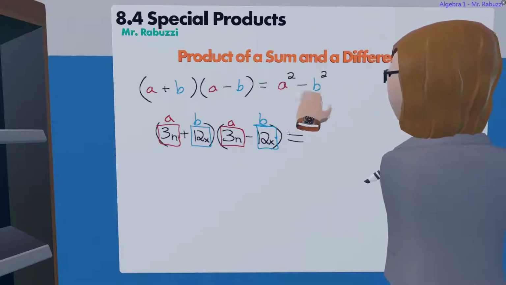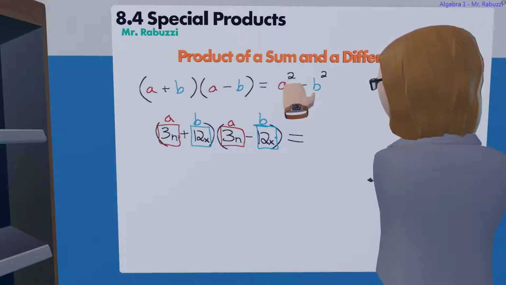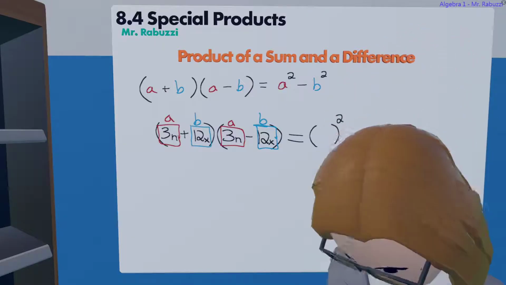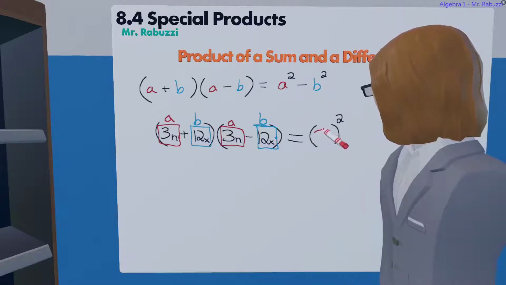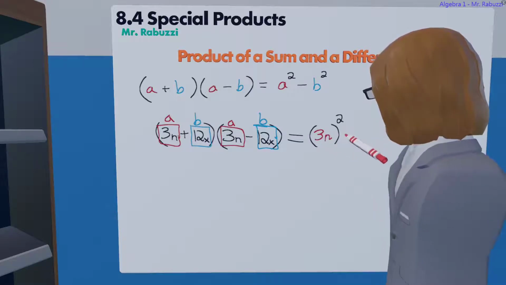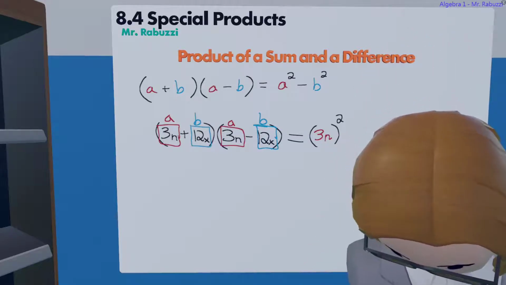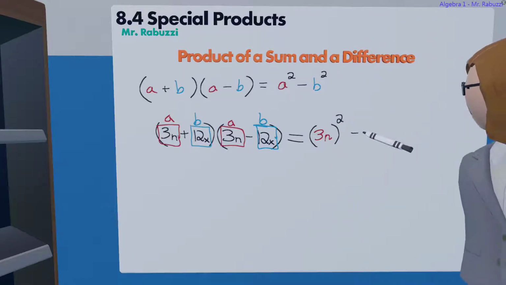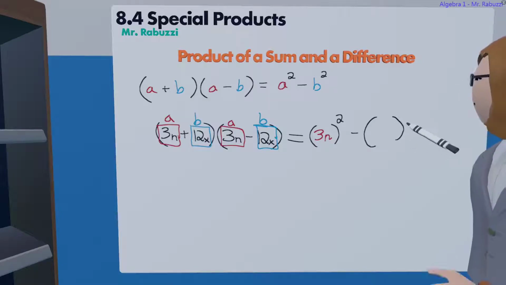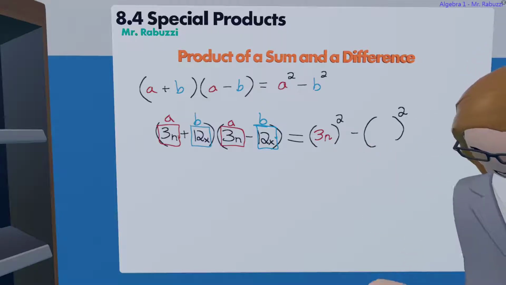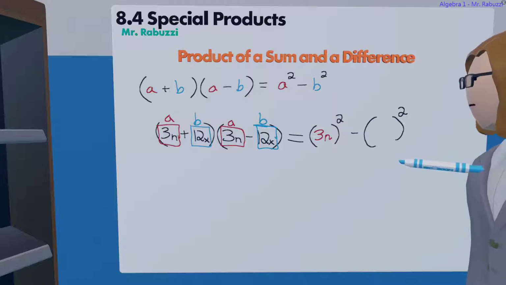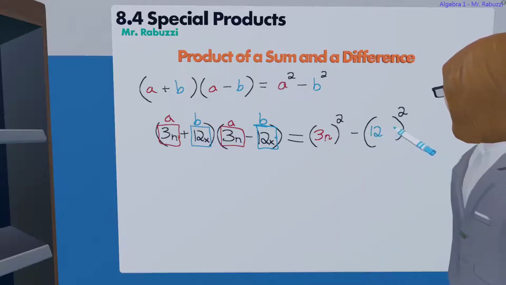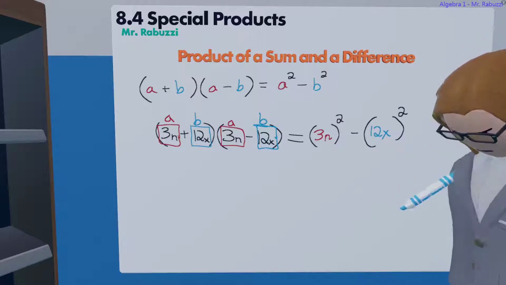So our shortcut tells us just do A squared. Okay. A is going to be 3n. All right. Then our shortcut says do minus b squared. B is 12x. And we're ready.